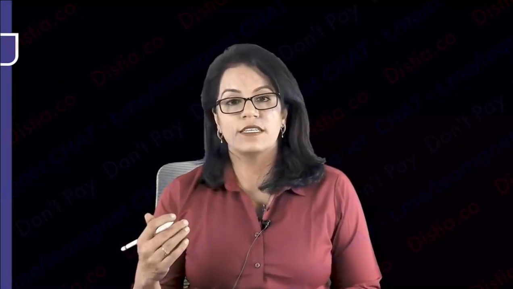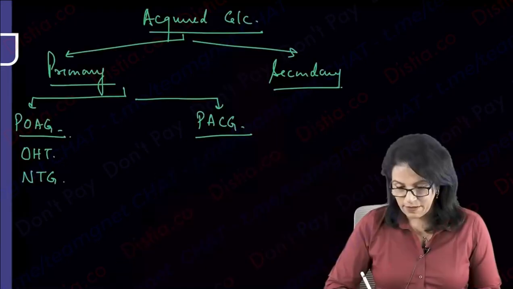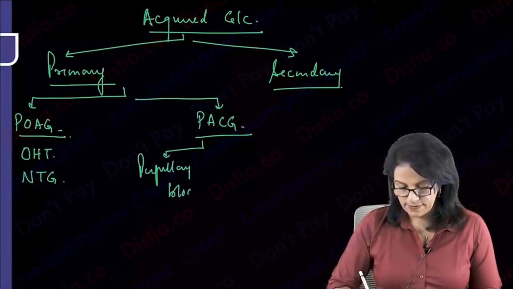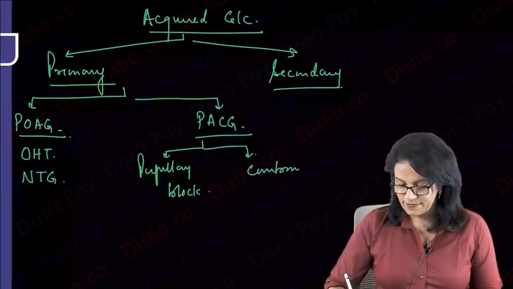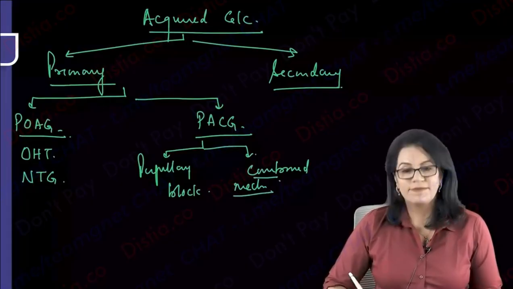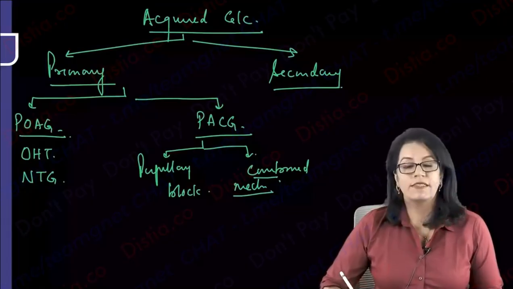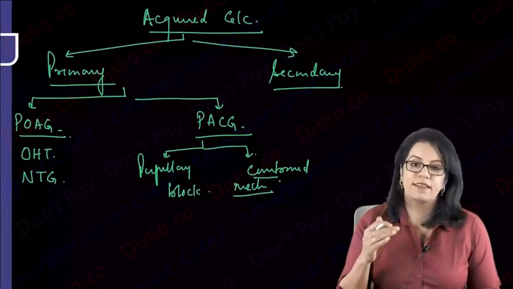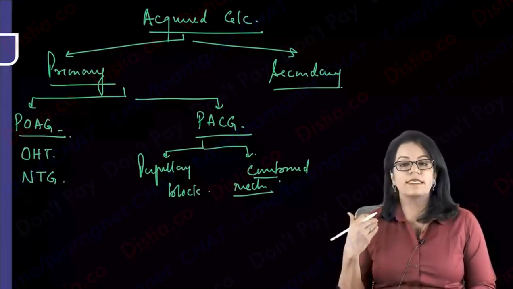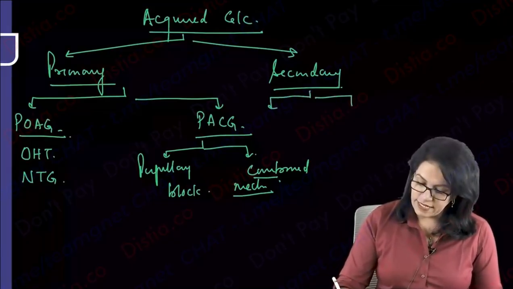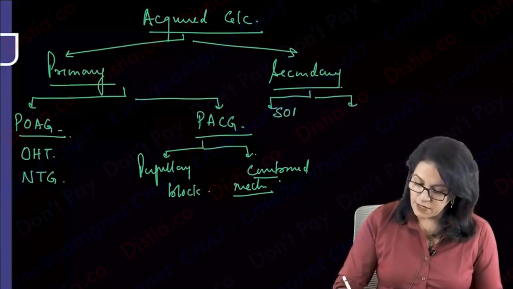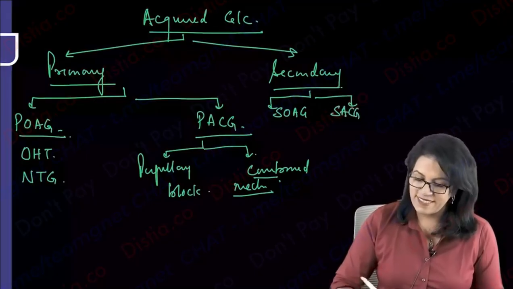Now what are the mechanisms? Generally it is either with a relative pupillary block or it may be some other reasons, which is a combined mechanism. So it can be either a pupillary block, or some combined mechanisms. We'll discuss plateau iris and all as we reach this topic. Then when you say secondary, the secondary again you can divide into open angle and angle closure, right? So secondary is also divided into secondary open angle glaucoma and secondary angle closure glaucoma.